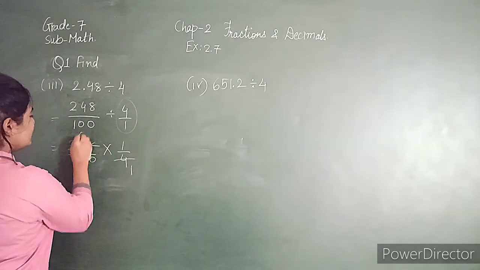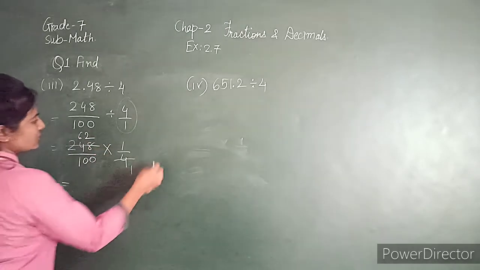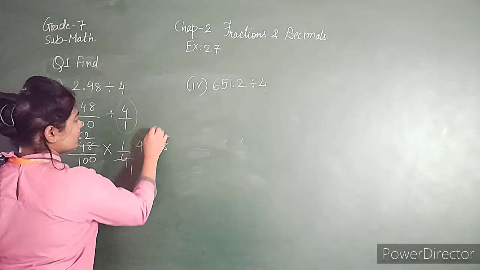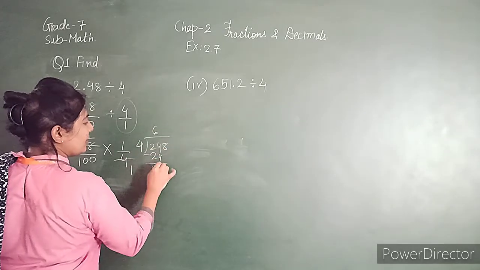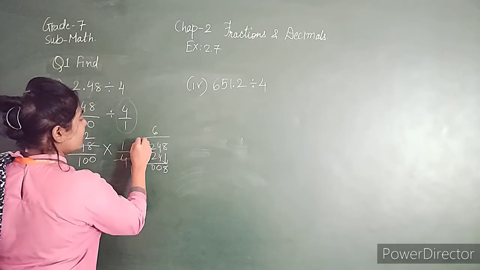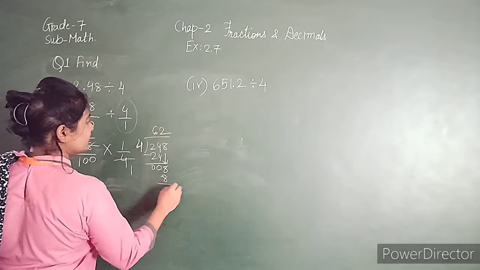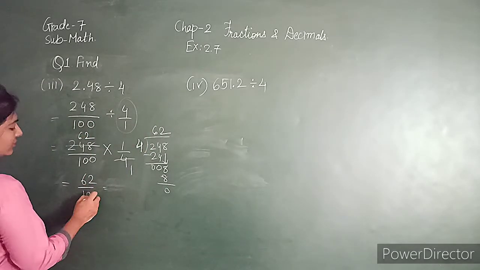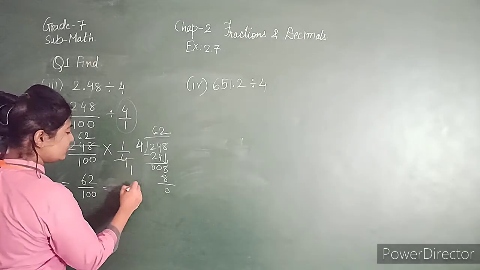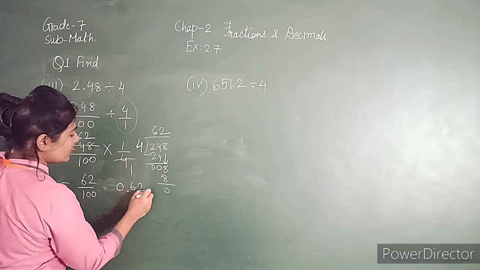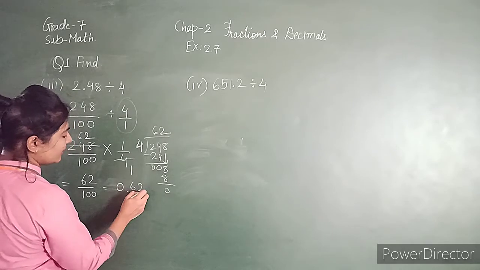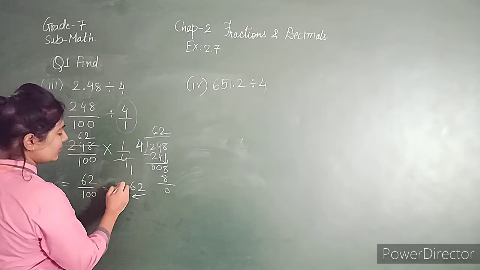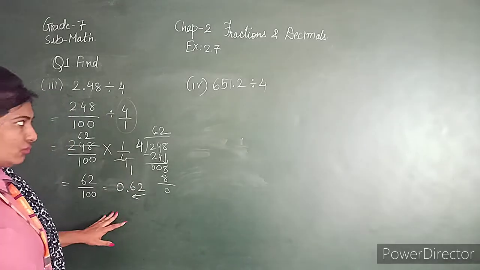Here 4 ones are 4, 6 twos are 12... if you don't know this, then you have to divide 248 by 4. So 4 6 sides are 24, and here take 8. Then 4 2s are 8. So the answer is 62. So it is 62 upon 100. Now 2 zeros are there, so we put the point before two numbers. We count from the back side, two numbers, and put the point over here. So our answer is 0.62.